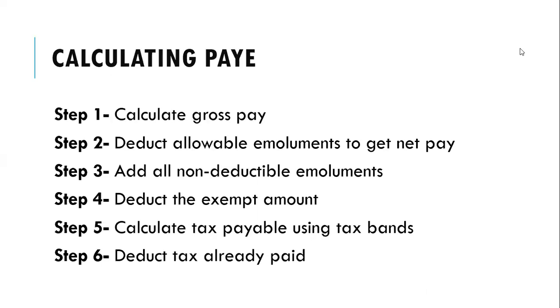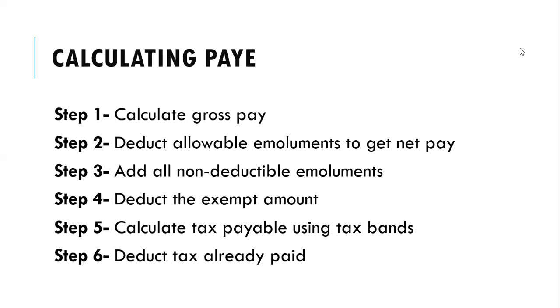how do we calculate Pay As You Earn? So the first step is you need to calculate the gross pay. So you're given the gross pay. Step two, you deduct all the allowable expenses, then you get the net pay. But most of the time in the exams, you're just given the net pay, right? Then that net pay, you need to start adding back all the non-deductible emoluments. So for you to arrive at the net pay, you deduct certain expenses.